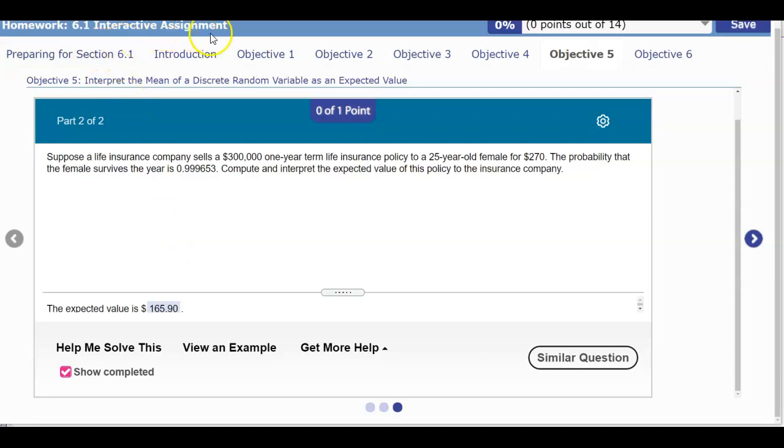Section 6.1 Interactive Assignment Objective 5. Suppose a life insurance company sells a $300,000 one-year term life insurance policy to a 25-year-old female for $270. The probability that the female survives the year is 0.999653. Compute and interpret the expected value of this policy to the insurance company.